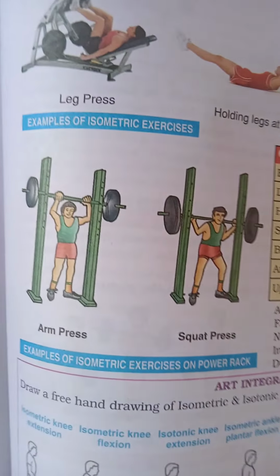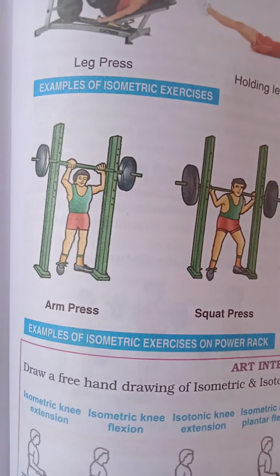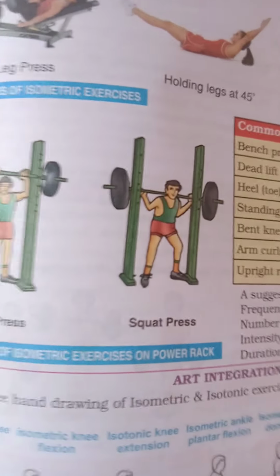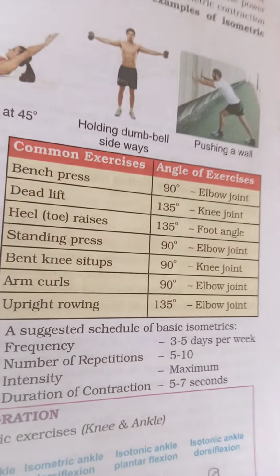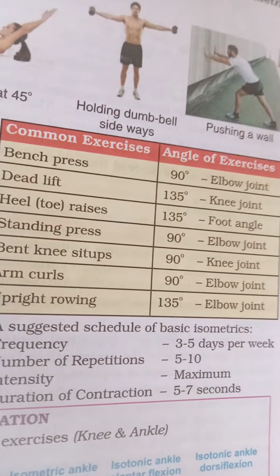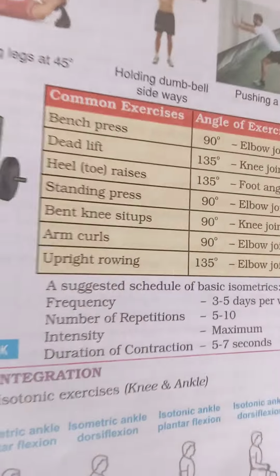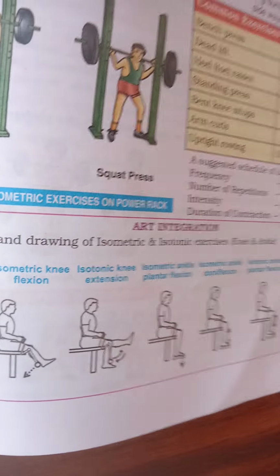So examples on power rack: arm press and then squat press. So these are the exercises: bench press, deadlift, heel raisers, standing press, bend knee sit-ups, arm curls, upright rollers. So let's see the isometric and isotonic exercises here.